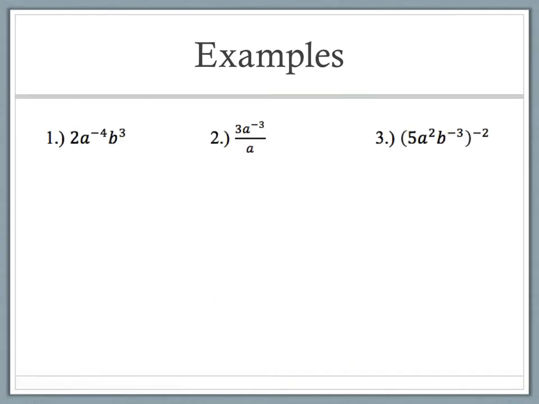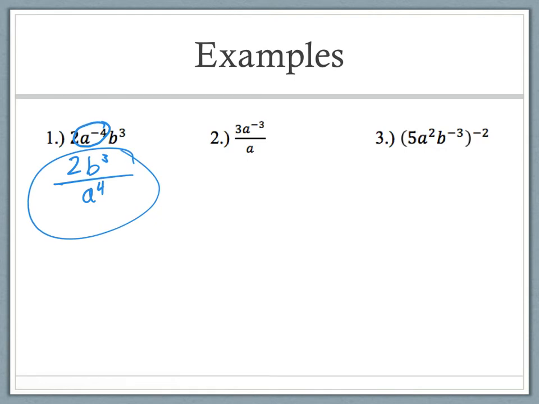So if we take a look at some examples like this first one, I notice this has a negative exponent. So what I'm going to do is take whatever has the negative exponent and flip it. So 2b cubed is going to stay on top. But since that a has a negative exponent, I'm going to move it to the bottom of the fraction. It'll be a to the positive 4th. Okay, so negative exponents, flip it, and then change the sign to a positive. So that would be my answer.